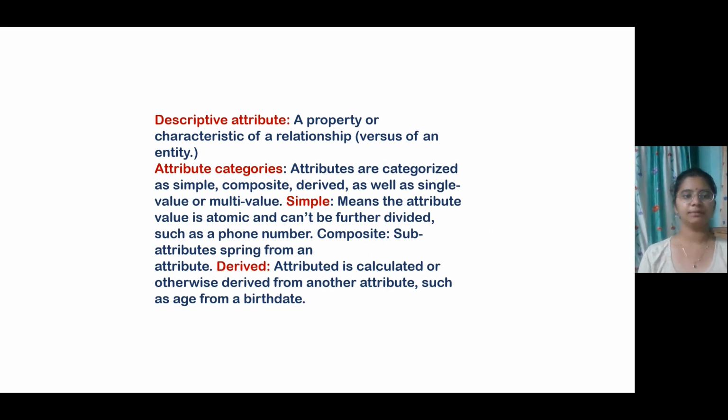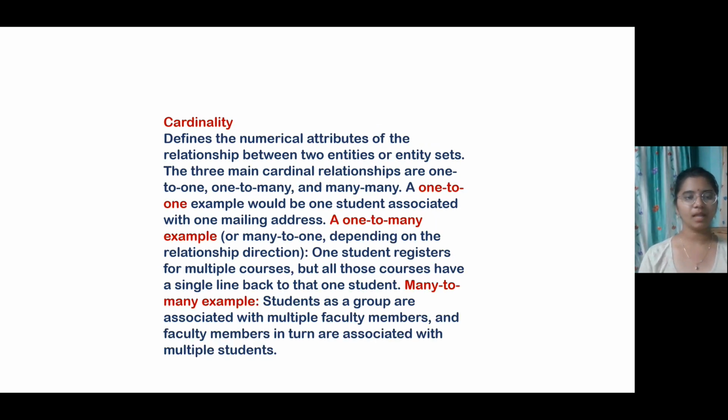Descriptive attribute: a property or characteristic of a relationship. Attribute categories. Attributes are categorized as simple, composite, derived, as well as single value or multi-value. Simple means the attribute value is atomic and can't be further divided, such as a phone number. Composite: sub-attributes spring from an attribute. Derived: the attribute is calculated or otherwise derived from another attribute, such as age from birth date.